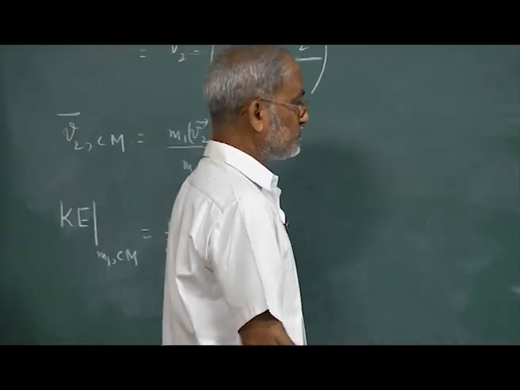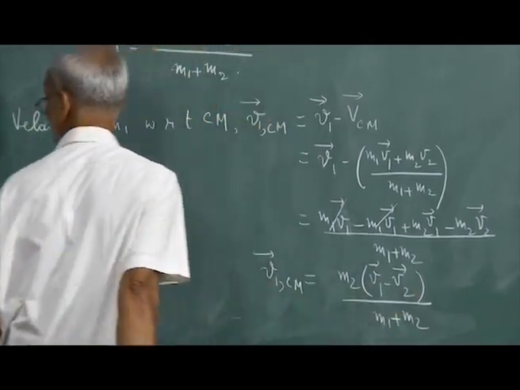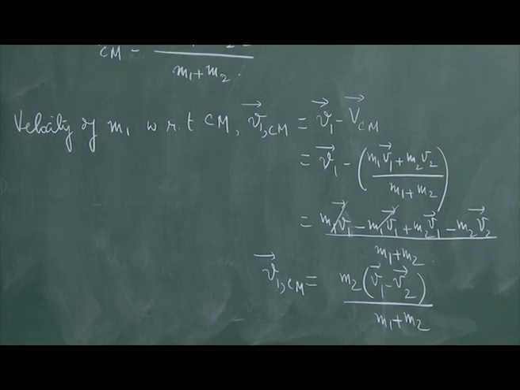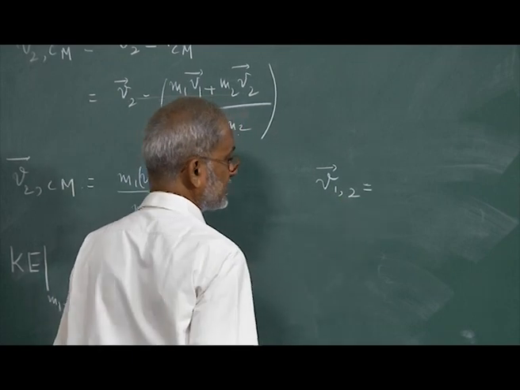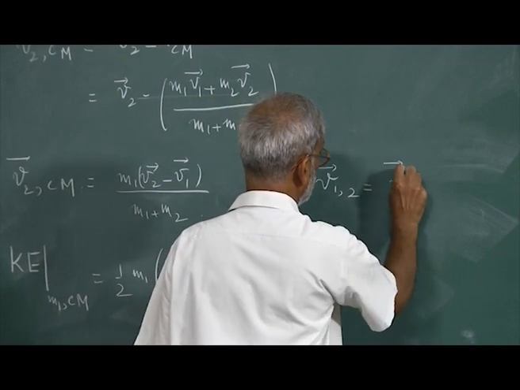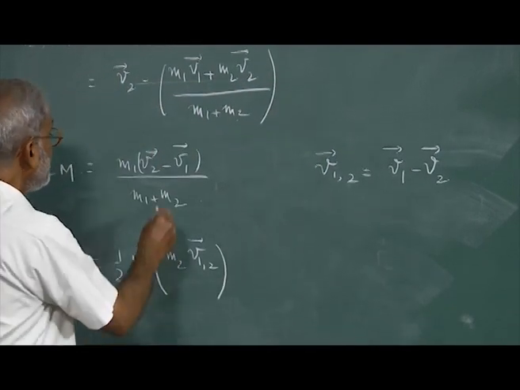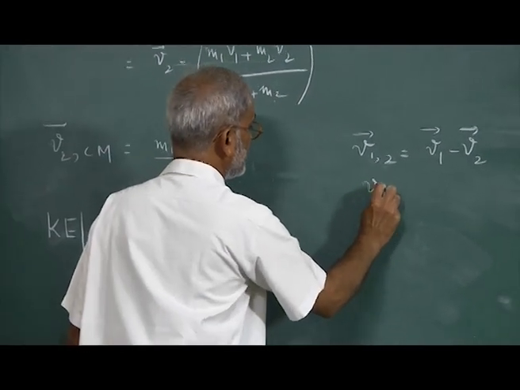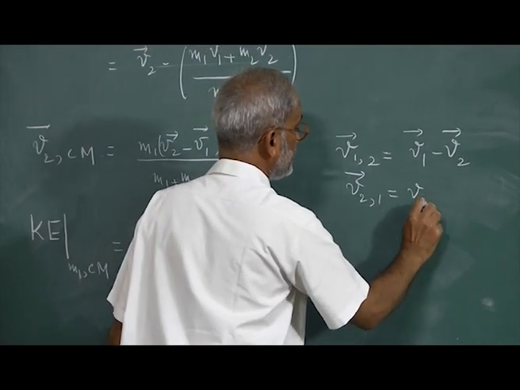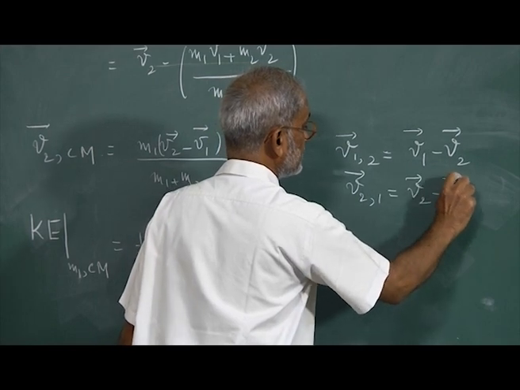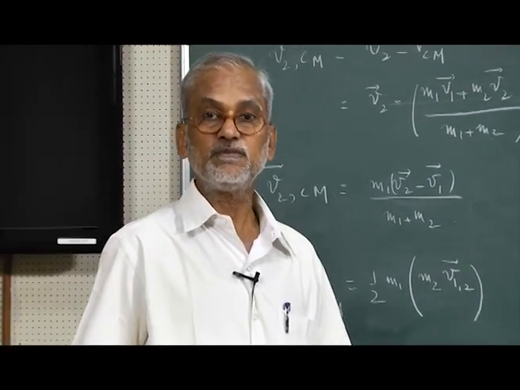Incidentally, what is this quantity? The relative velocity of the first particle with respect to the second particle, that is what we denote by V12. What is V12? It is nothing but V1 minus V2. These are all fairly standard things. Similarly, this quantity here will be V2 minus V1. These two are the same in magnitude, but they are in opposite directions.